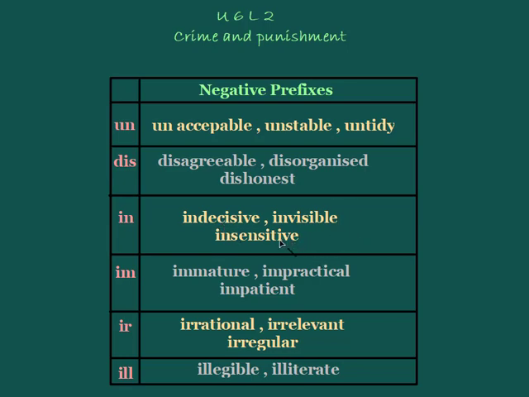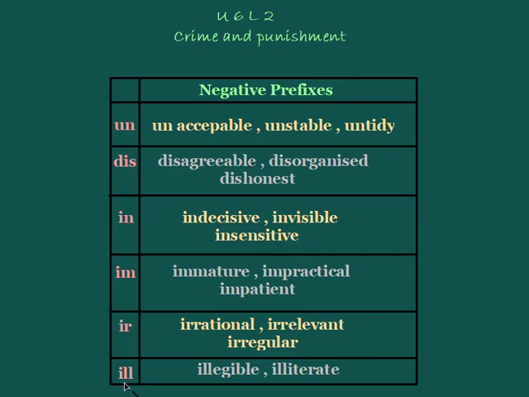Invisible, insensitive. Invisible is something that I can't see clearly, and insensitive is someone who doesn't care about people's feelings. Let's go to the prefix im. So we can say immature, impractical, impatient. And we have another prefix, ir: irrational, irrelevant, irregular. And we have the prefix il, so illegible or illiterate. So the negative prefixes, we can say un, dis, in, im, or il.